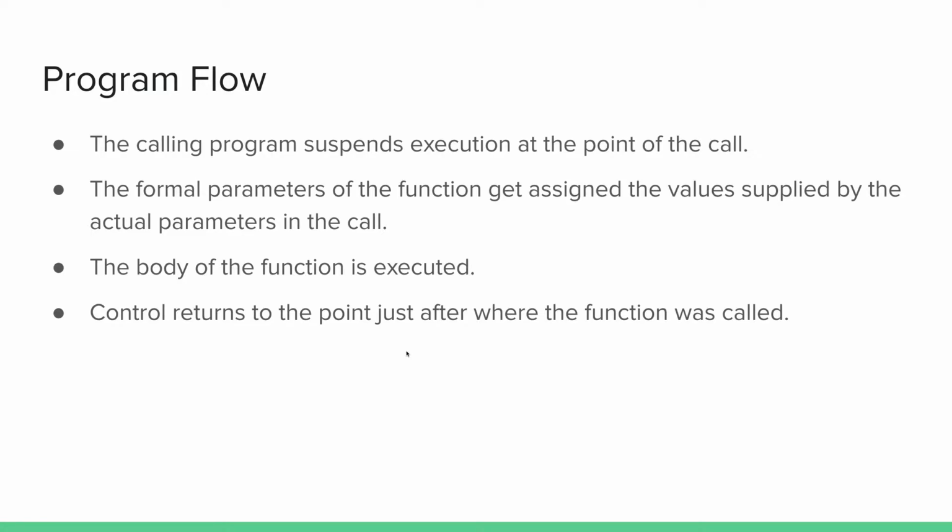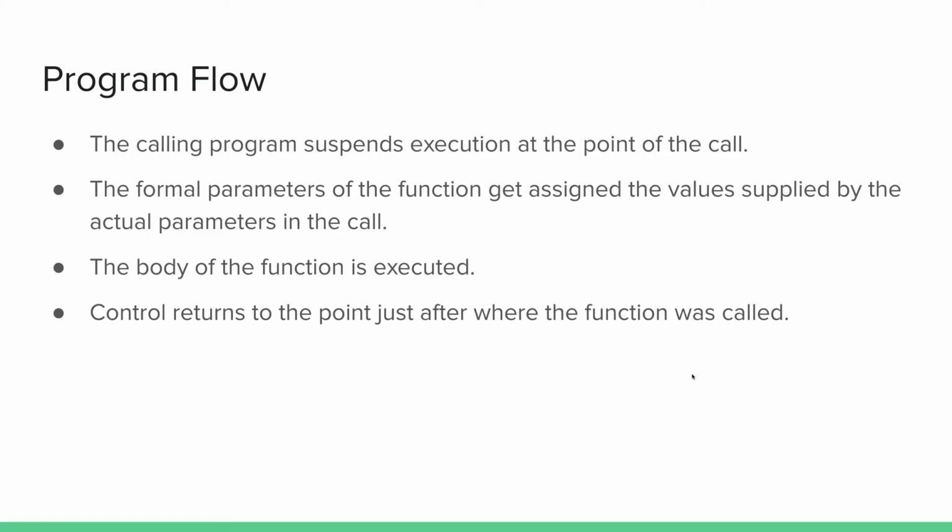So in other words, a function call temporarily stops the execution of the current program, and the control is taken by the function. Then all of the lines, all of the commands in the function will be executed, and when done, the control is passed back to the main program that called the function.